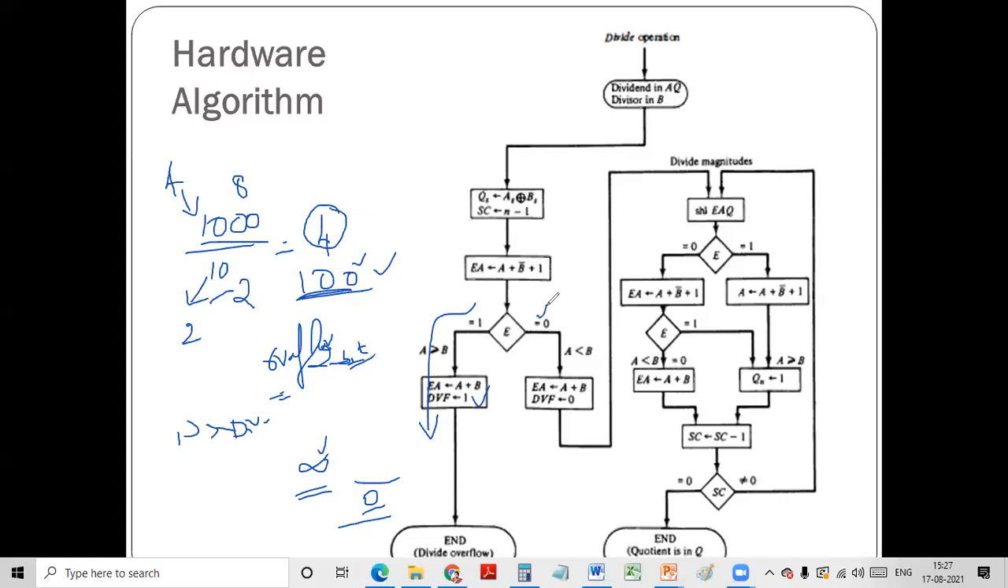If it is 0, then there is a possibility that your quotient can be fit into the specified length register. Then we proceed for the actual division. Our time is up anyway. We'll see this in the next class.